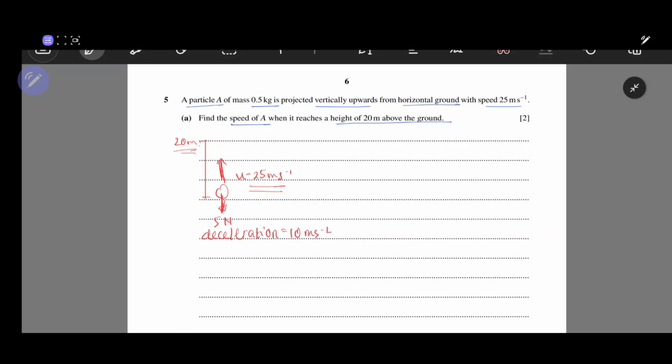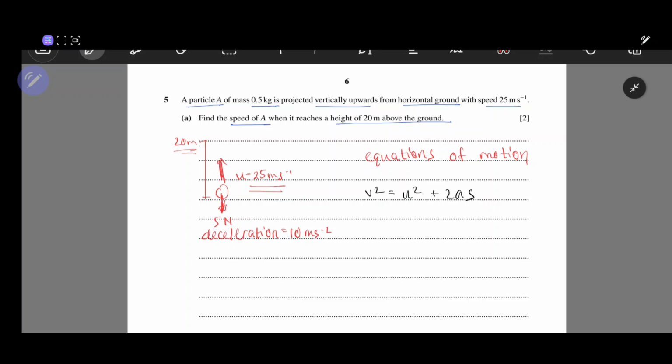So considering the information given to us and the fact that they're asking us to find the velocity, we'll need to use the equations of motion. And the best one to use in this case will be v squared equals u squared plus 2as. Because we already have u, we have a, we have s, we just need to find v.